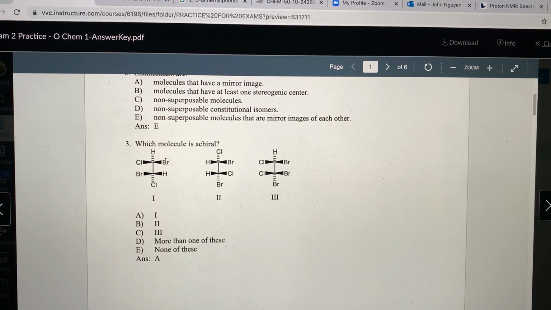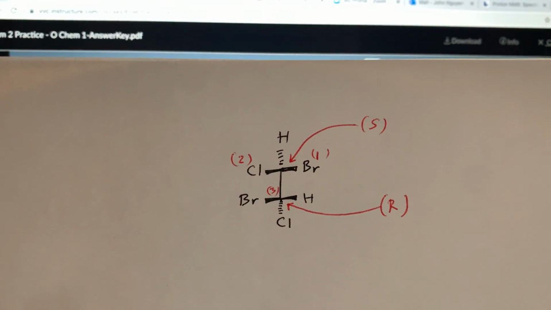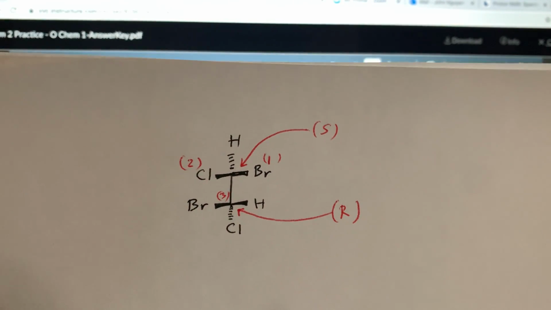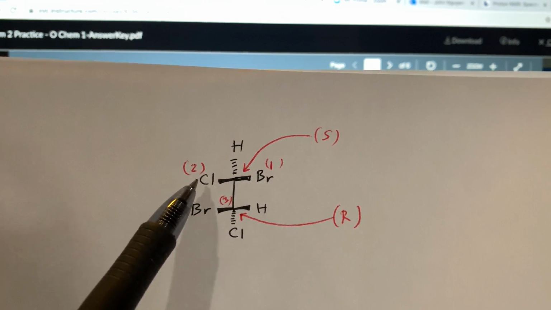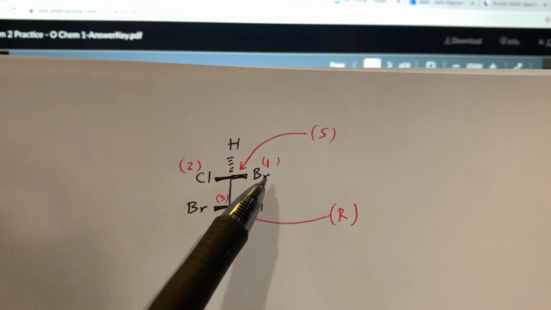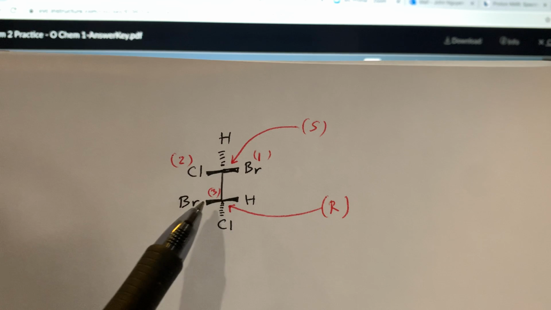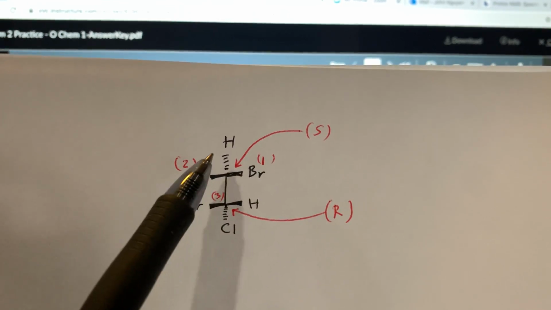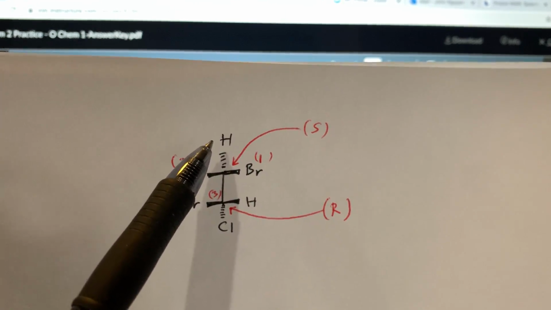First, we prioritize by atomic numbers, and here I have the same molecules. I just redraw them with the label. Okay, so I label bromine as number 1, Cl is number 2, and that carbon is number 3. Bromine has atomic number 35. That's why it's number 1. It's the highest. 17 for Cl, and then that's a carbon. That's 6, even though it has a lot of stuff, it's still a carbon. So 1, 2, and 3, and hydrogen is number 4, atomic number 1. So that's the lowest, right?